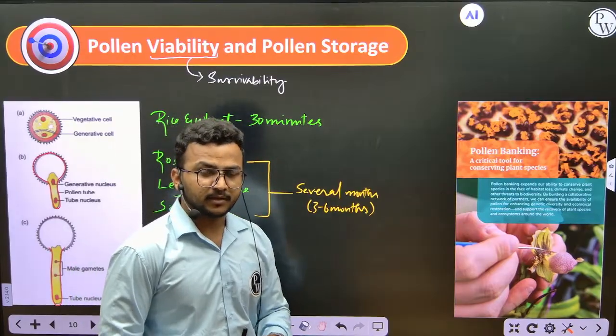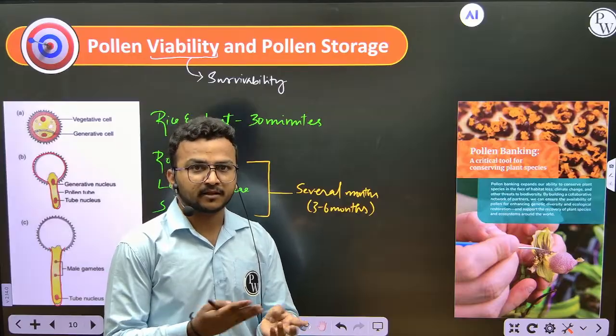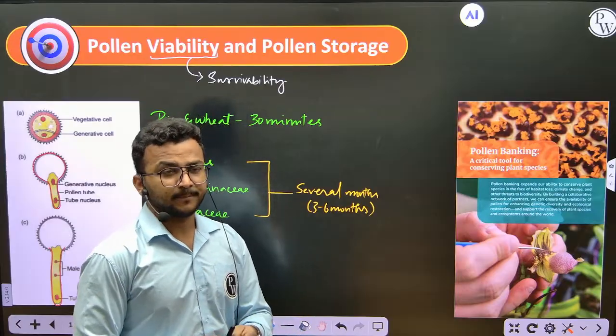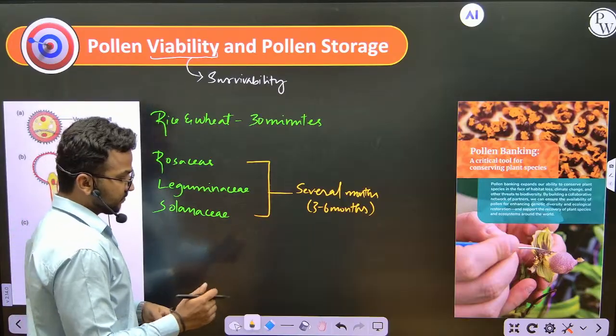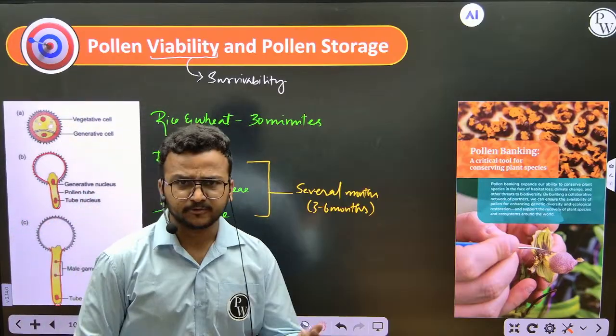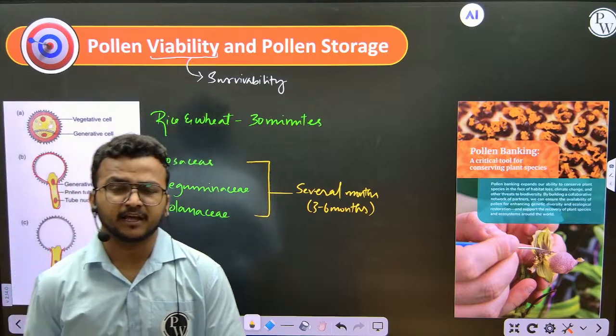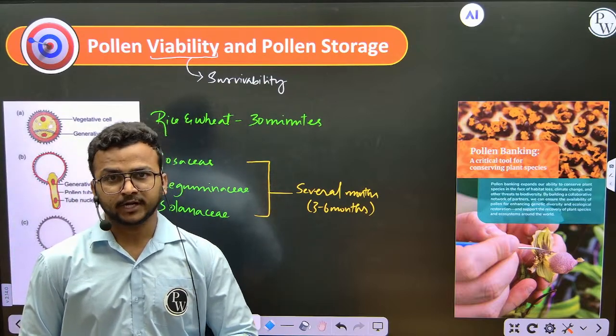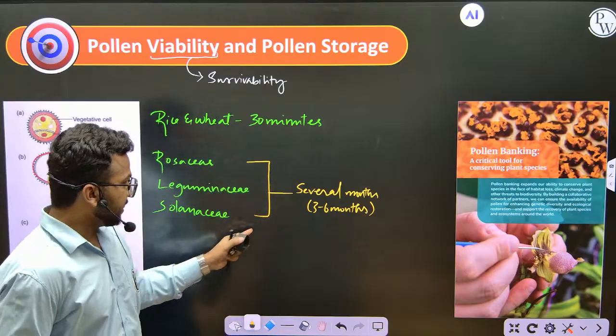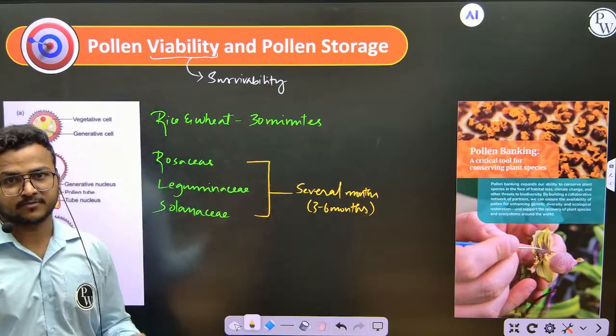Leguminaceae is nothing but like green gram. You can take pea, peanut. That is Leguminaceae. And Solanaceae, we have learnt in the last class 11. That is tomato, potato, brinjal. So there the viability lasts for 3 to 6 months.